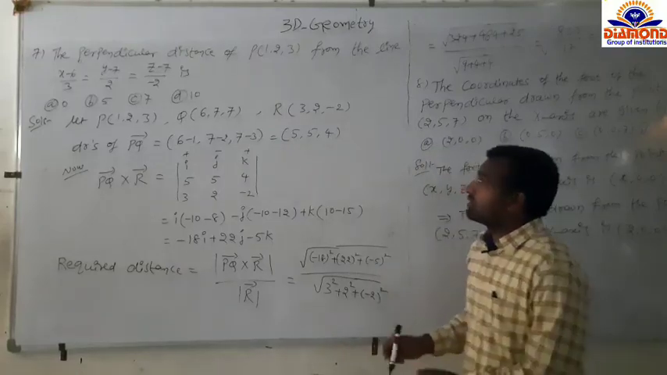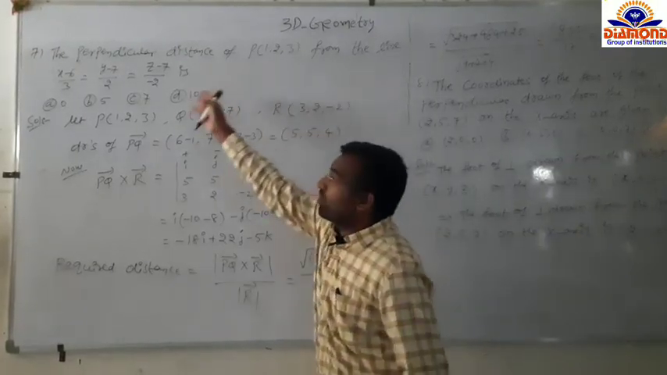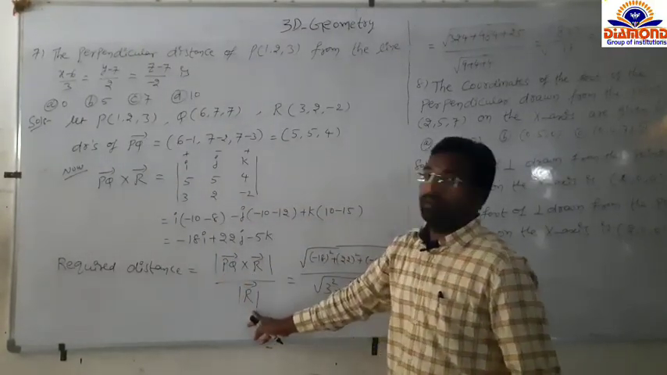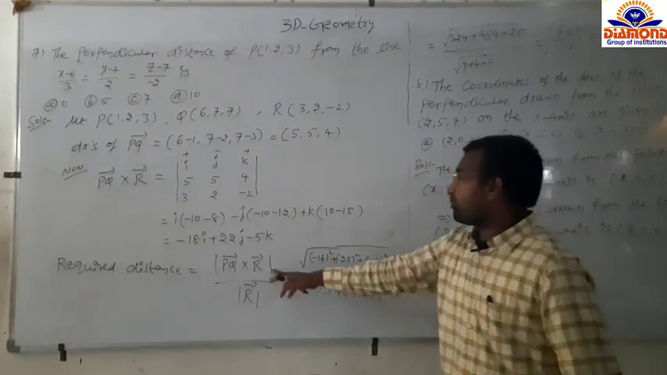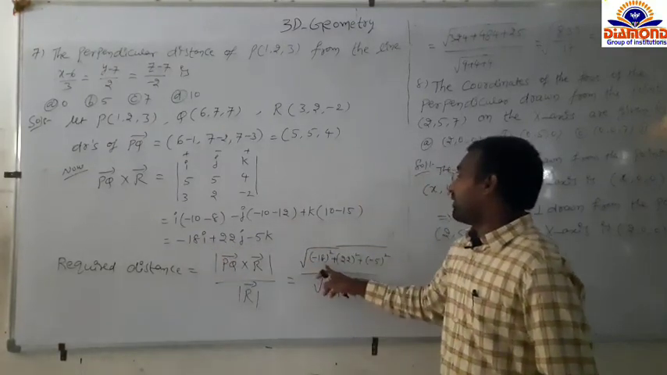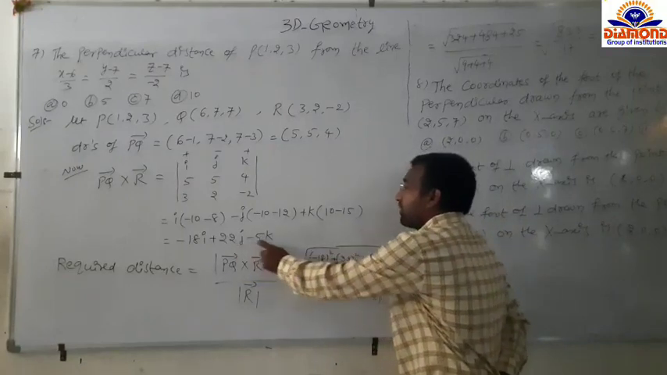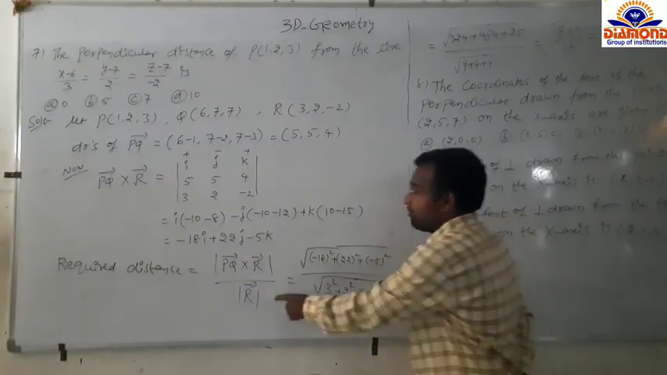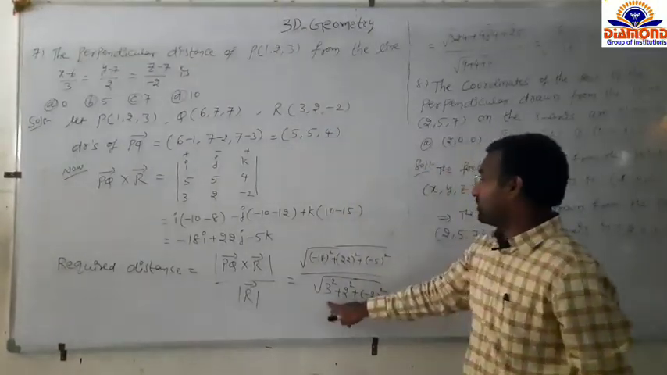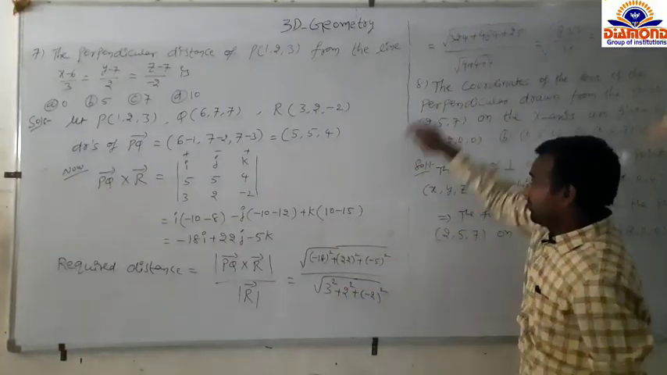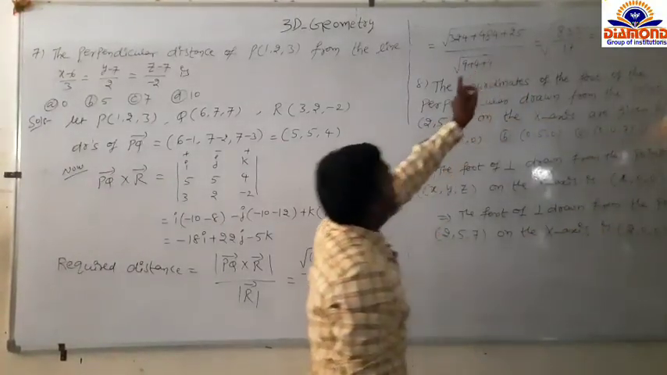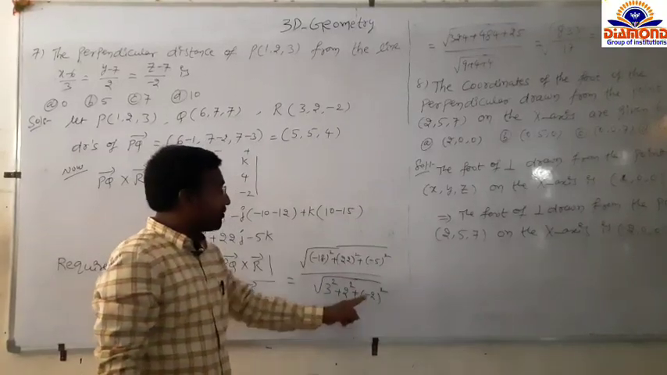So the required perpendicular distance from the point to the line is equal to modulus of PQ cross R by modulus of R. Calculate the magnitude: root of minus 18 whole square plus 22 whole square plus minus 5 whole square, by modulus of R, which is root of 3 square plus 2 square plus minus 2 square. 18 square is 324, 22 square is 484, minus 5 square is 25, by root over 9 plus 4 plus 4.